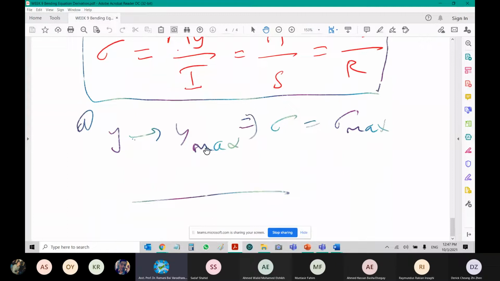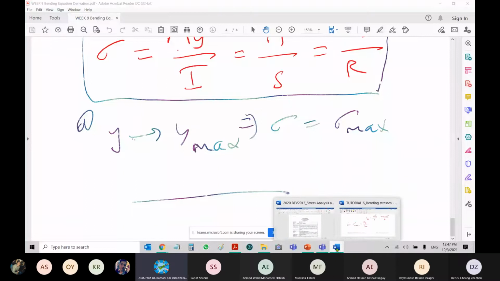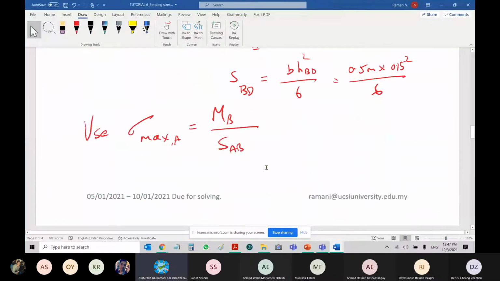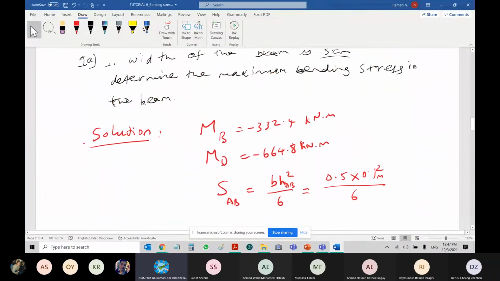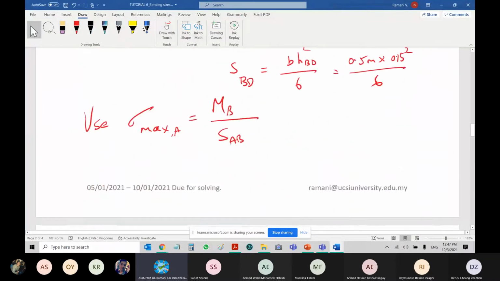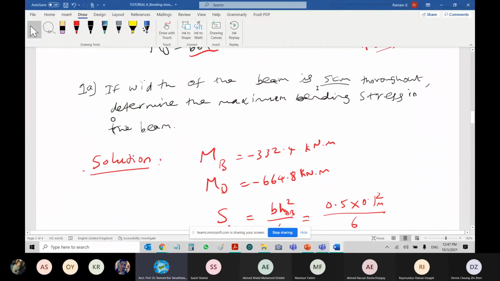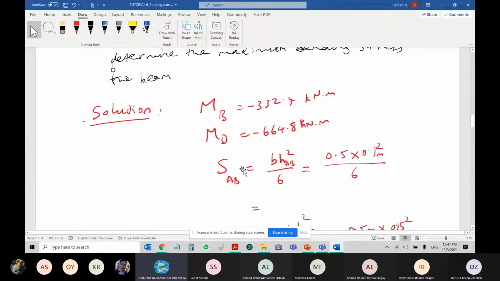At the same time I mentioned, when y is y max, you will get the maximum bending stress. Let's make use of this equation here quickly. I just take this relation only because all the values are given to me, right? The moment, and the sectional values like depth and width are given to me, so I can conveniently find my section modulus. Section modulus for a rectangle will be found by BH square by 6.